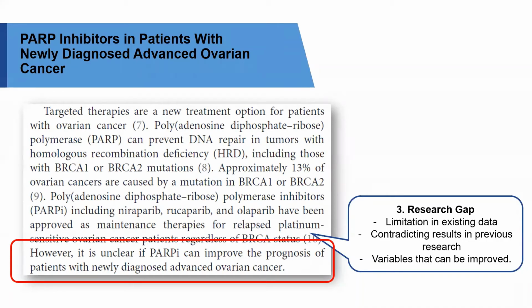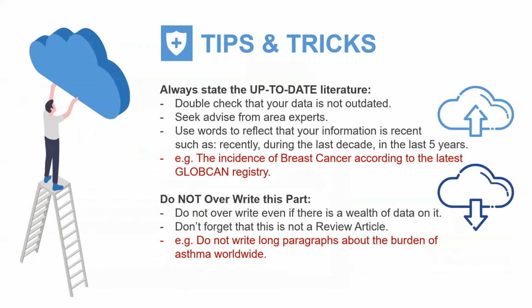There could be contradicting results in previous research. For example, drug X was efficient in a certain disease in some studies, and in other studies it did not show any efficacy or it was not significant. So you are conducting research as well to add to this contradiction. There could also be variables that could be improved, and you're trying through your research to improve them.